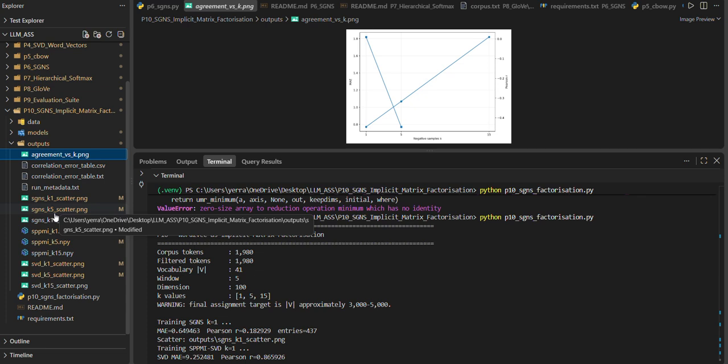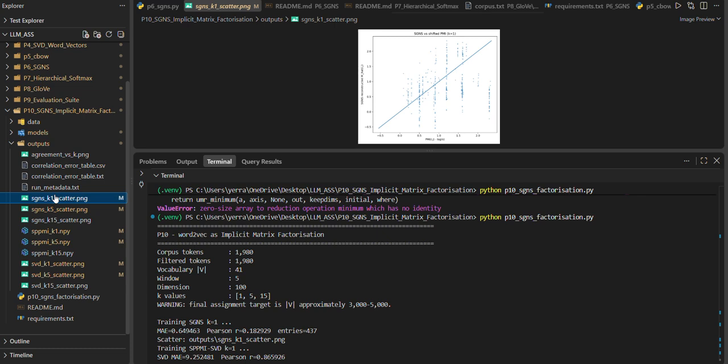Matrix reconstruction. After SGNS training, the learned word and context matrices are used to reconstruct the implicit matrix. M-cap equals W-context transpose W-word. This reconstructed matrix is compared with the independently calculated shifted PMI values. A high Pearson correlation and low MAE indicate stronger agreement between the learned SGNS representation and the theoretically predicted shifted PMI structure.